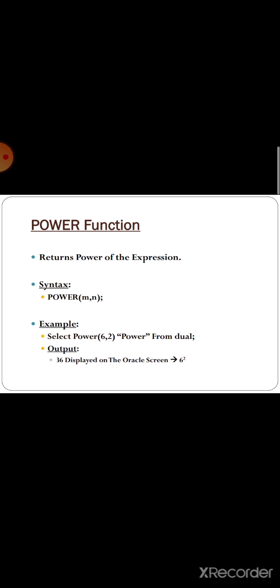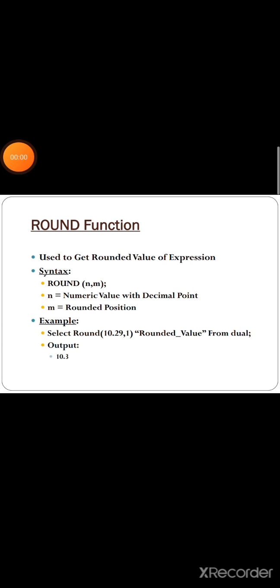Next function, the power function. It returns the power value of the expression. We know 2 power 3, 3 power 2, likewise we represent the numbers, isn't it? So for that we are using the function POWER(m, n). You can see the example: SELECT POWER(6, 2). From that we are going to calculate 6 power 2. So 36 will be the answer for this example.